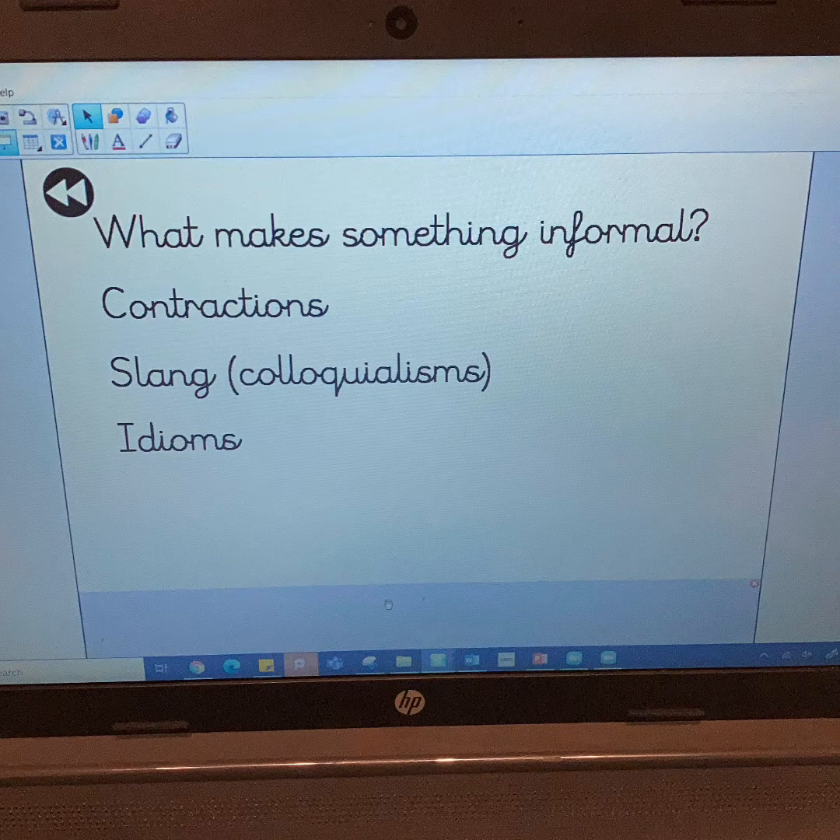Slang might be saying something's wicked or something's great, or those kind of phrases that people like me who are a little bit older say, what do you mean? I don't know what that means. Okay, so things like that, that is slang, things that you would say in conversation. And the last one is idioms, which I'm going to expand on in a little bit more time. Okay.